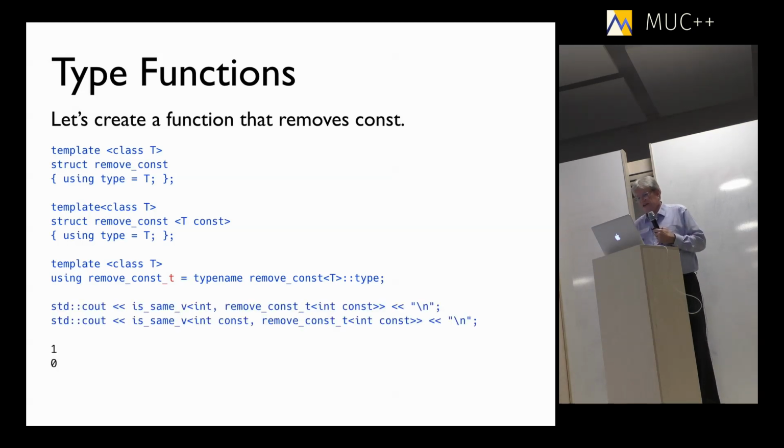And then we can do things like this. We can say is same v of int and remove const of int const, or is same v of int const and remove const. And so we get true in the first case and false in the second case. You see how this builds up? All right. I mean, we could go through all this all night and do different things, but you get the pattern. You understand what we're doing.